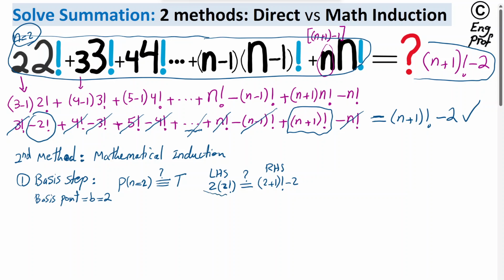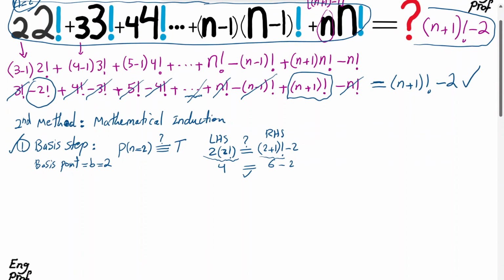So 2 times 2 factorial obviously is 4. 2 plus 1 factorial is 3 factorial, which is 3 times 2 times 1, which is 6. So this one is 6, and then we have minus 2, which is 4. So we have a match. So these two are obviously equal. Therefore, the basis step is checked. So that one is okay.